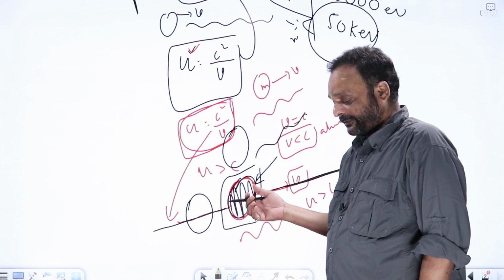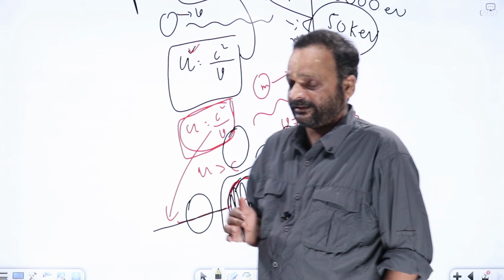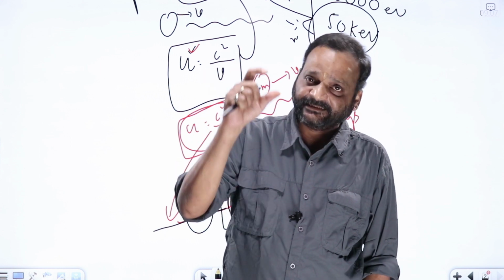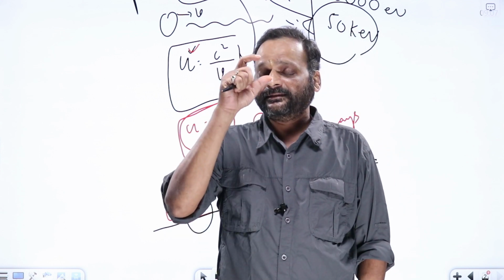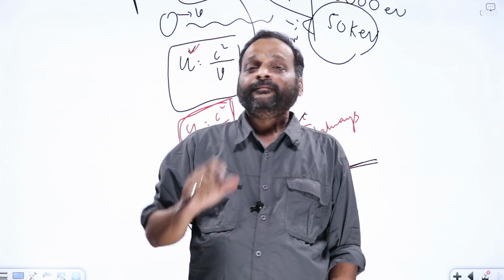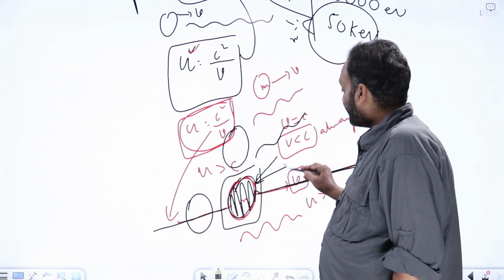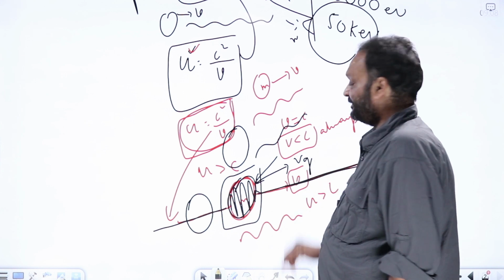So what is my particle? How do I visualize it? A particle is not a particle. A particle is not a single wave also. A particle is visualized as a wave packet. Now the velocity with which that wave packet moves is called the group velocity Vg.